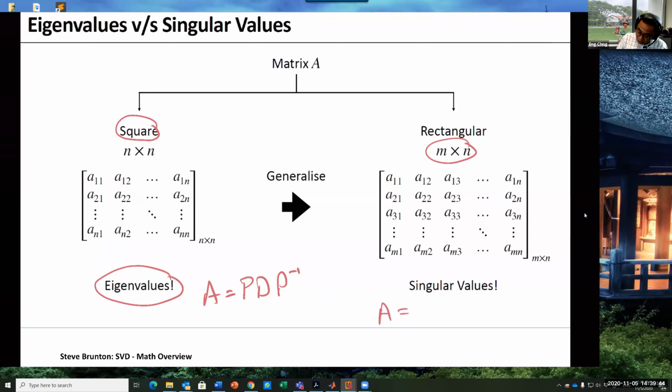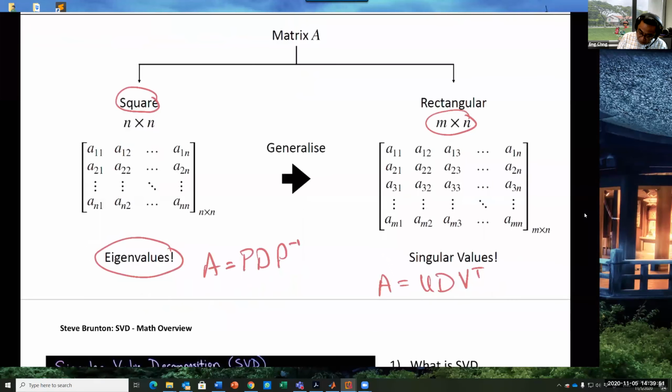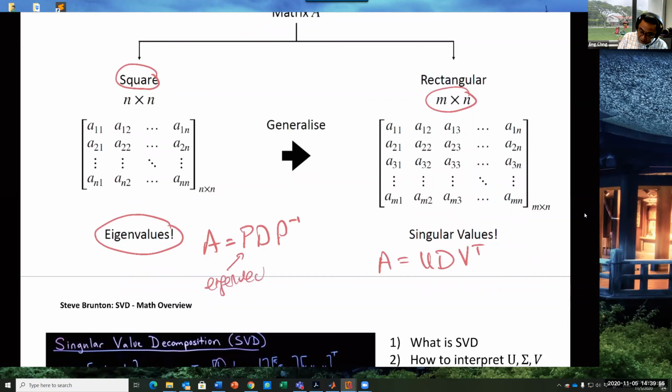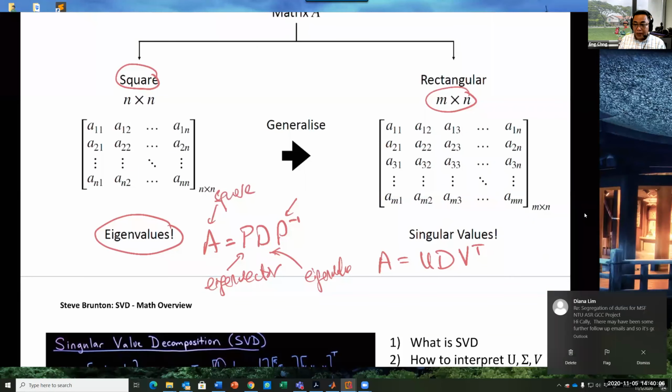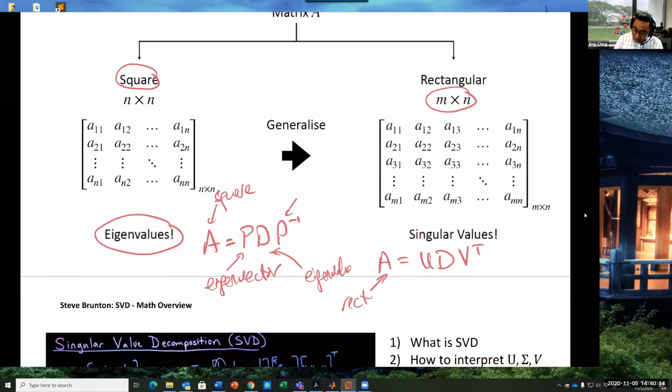Instead, we can do a decomposition that looks like this. We have A decomposed into three matrices. Let's compare them. This is the eigenvector. This is the eigenvalue. This is the inverse of the eigenvector. And this is square. On the right-hand side, we have a rectangular matrix. Of course, a square matrix can also be used, but typically we use it for rectangular. This is the left singular vector. This is the singular value. And this is the right singular vector. So basically SVD, singular value decomposition, decomposes a rectangular matrix into three matrices, and these are their names.